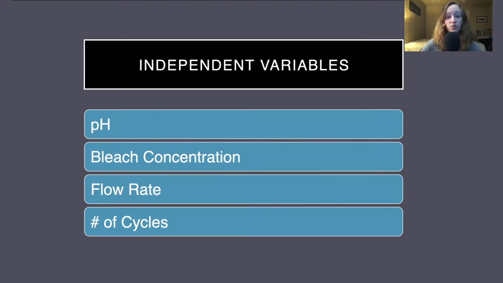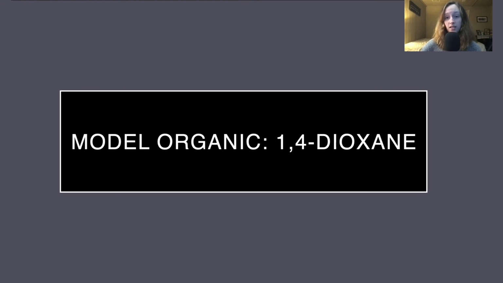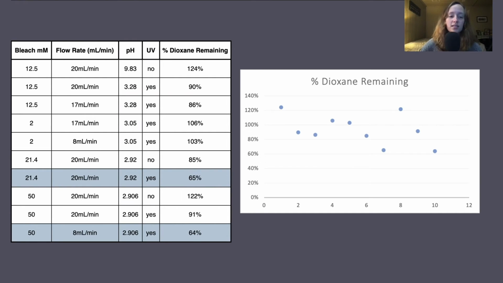So before I could start with humic acid, because I did create my own apparatus, I needed to repeat an experiment that's already been done. And so I chose 1,4-dioxane, just trying to get 50%-ish destruction to prove that it is working. You can see in the table how my parameters are summarized. I have 2 to 50 millimolar bleach, 3 different flow rates, and then adjusted or non-adjusted pH.